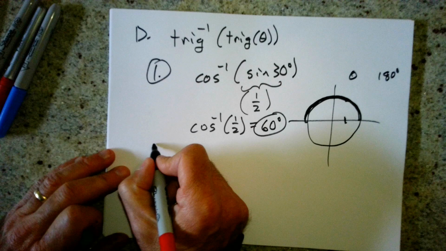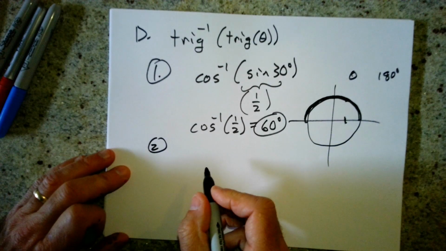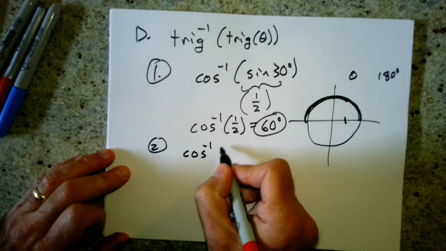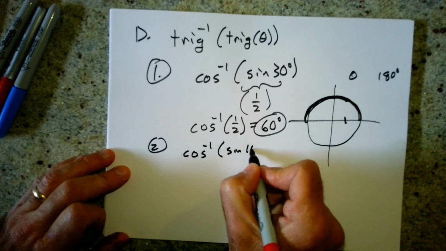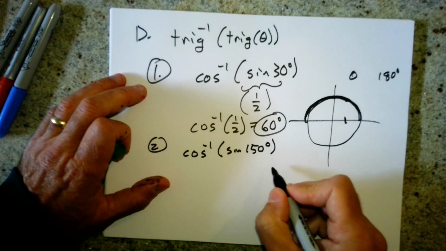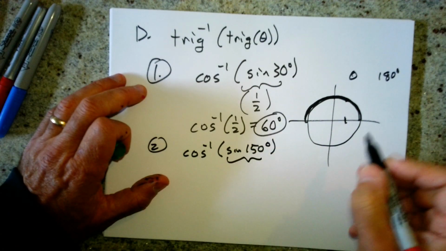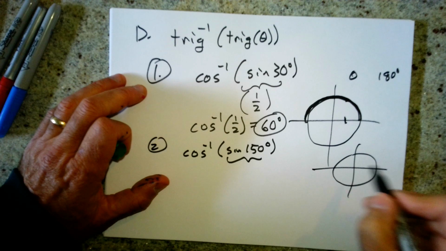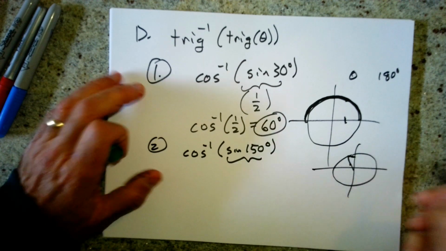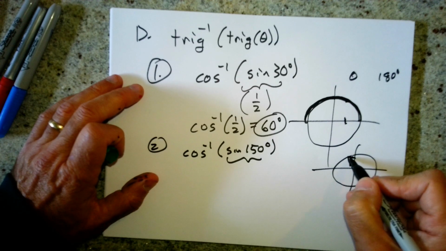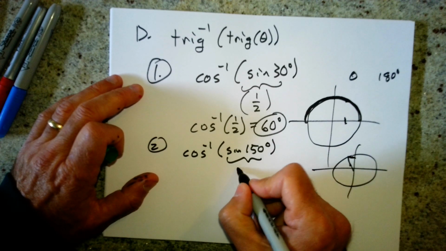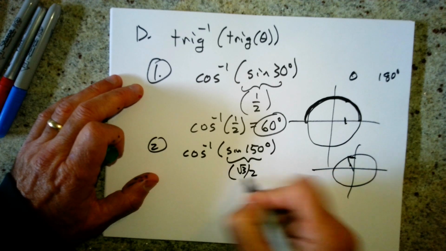Okay, second one, let's do the inverse cosine of the sine of 150 degrees. The sine of 150 degrees, that's up here. And whatever way you have to figure that out, you figure it out. But sine of 150 degrees is 0.866, or square root of 3 over 2.